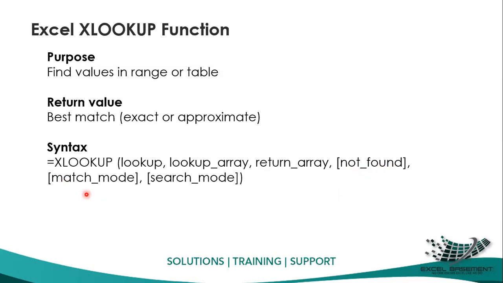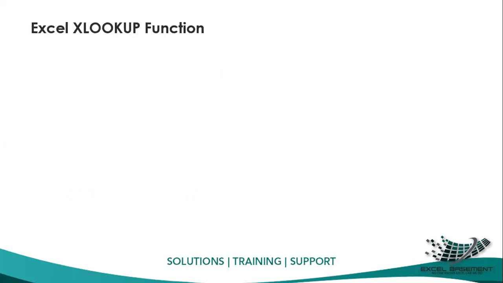Then we have match mode. There are three different kinds of match modes in the XLOOKUP, and also the search mode. There are also different kinds of search modes available in the XLOOKUP as well. So this is the general syntax of the XLOOKUP function.